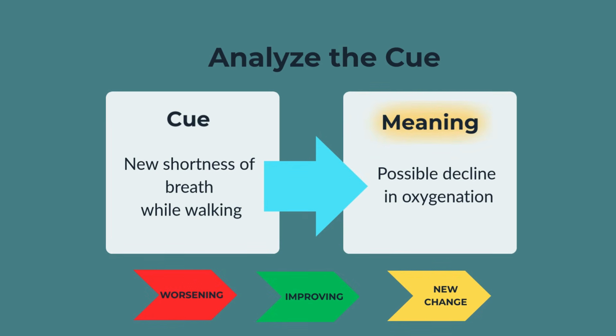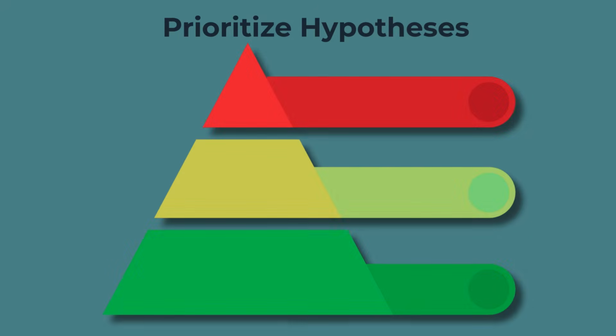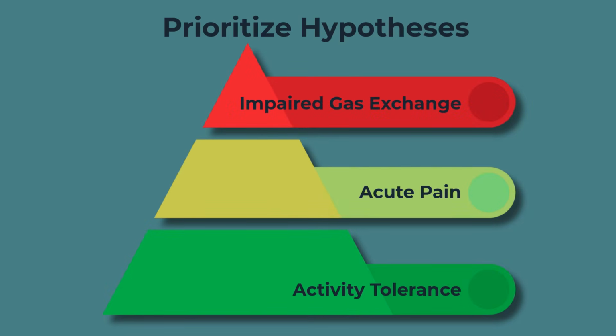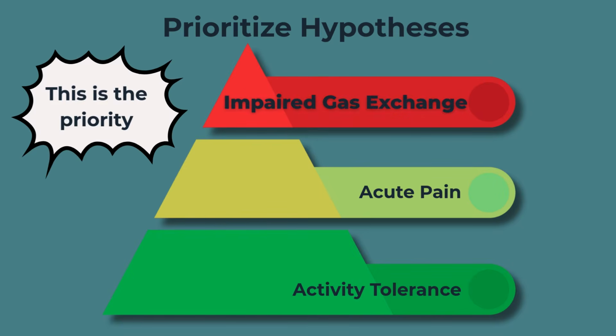After you understand what the cue means, your next step is prioritizing hypotheses, identifying which potential issue could cause harm the fastest if it isn't addressed. You're not choosing the answer yet. You're narrowing your focus down to the concern that needs your attention first. Exams test this because safe nursing care always begins with recognizing the greatest risk. And once that priority is clear, the correct answer usually becomes the one that aligns with that immediate need.